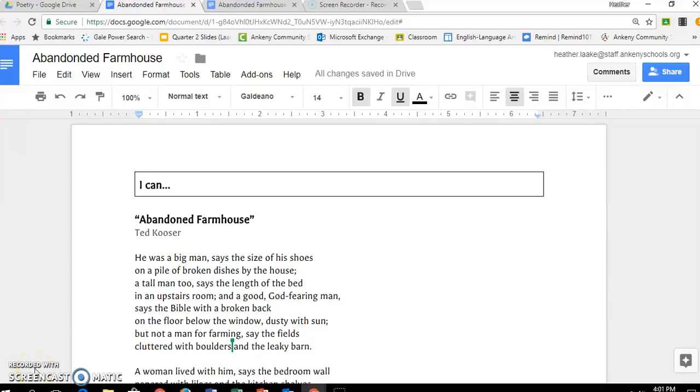Hello, this is Mrs. Lockie, and today I'll be modeling how to annotate a poem in order to demonstrate a close reading of a poem.